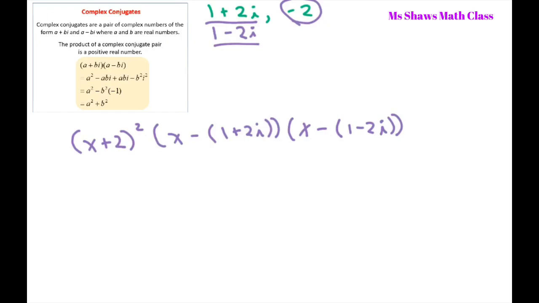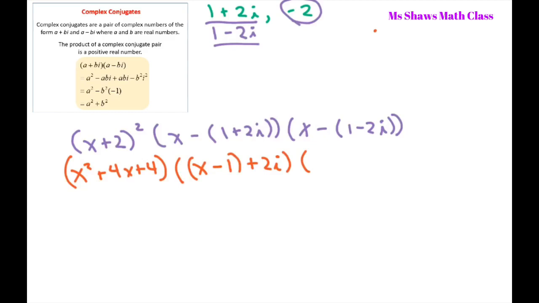The first thing I'm going to do is use my associative property and move the parentheses around. For example, this one we can go ahead and simplify. This is x squared plus 4x plus 4. That's just your basics of expanding factors there. And this one I'm going to move the parentheses around and write this as x minus 1 plus 2i. So I just use my associative property and do the same thing for this second quantity here. We have x minus 1 minus 2i.